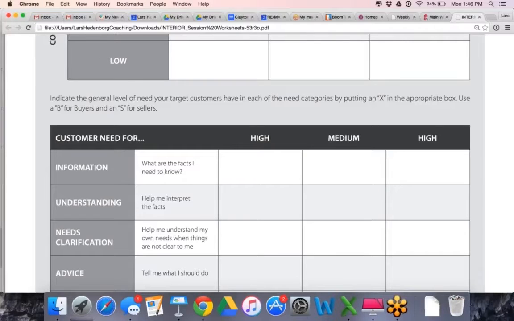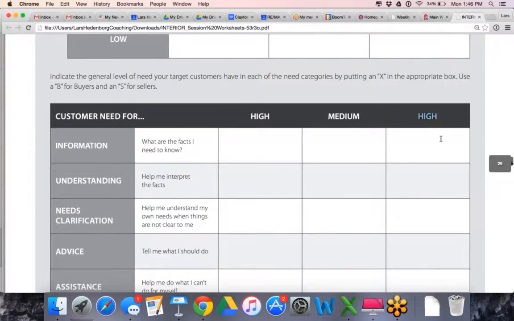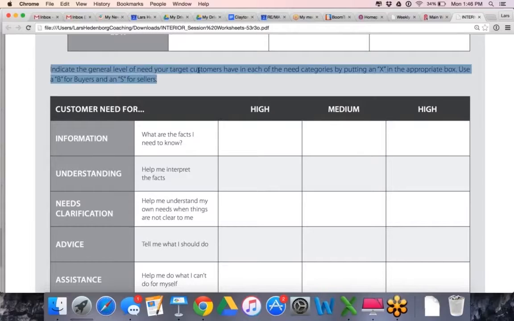So for a buyer or seller, is this high, medium? It's supposed to be low here, not supposed to say high. It's a typo. I haven't seen many typos here. Understanding, help me interpret the facts. So this is a buyer or seller, and they're different, right? So when you go through this exercise, indicate the general level of need your target customers have in each of the need categories by putting an X in the appropriate box. Use a B for buyers and an S for sellers.